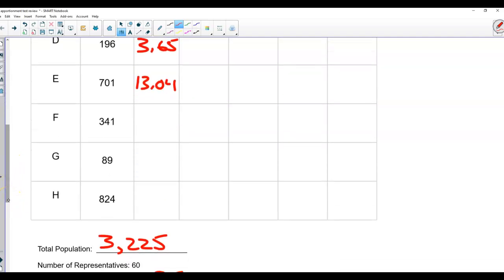341 divided by 53.75, 6.34. 89 divided by that number, 1.66. And 15.33 is my final standard quota.